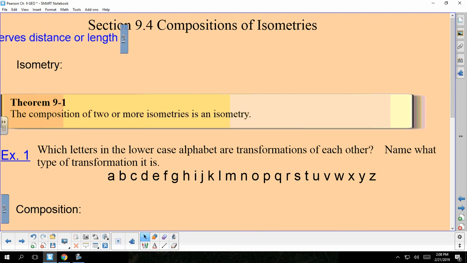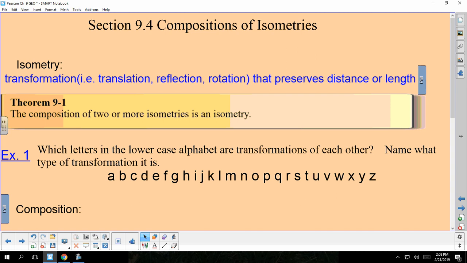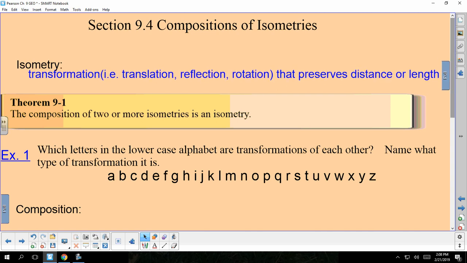So an isometry is a transformation that preserves distance or length. So it's a shorthand notation for any transformation that keeps the figure the same size with all the same angles. So any translation, reflection, or rotation. So all three of the things we learned so far in this chapter are isometries.